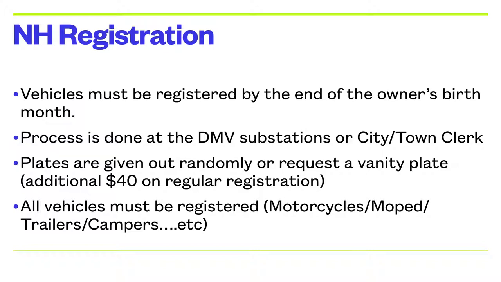So every year, just know this, you register on your birth month. And when you get your license plate, it's just a random thing. They just pull it out of a box and give you the number. If you want vanity plates, which will cost more, I think it's a little under $100, you have to make application for one. I'll try to find out, actually, it says here $40 on regular registration. So I'll have to find out what regular registration is. It could be $5 or $40, so it could be a total around $80 to $90.